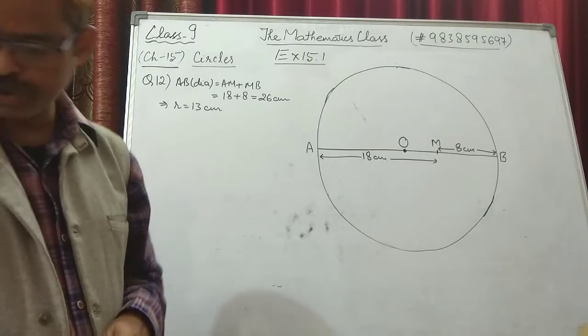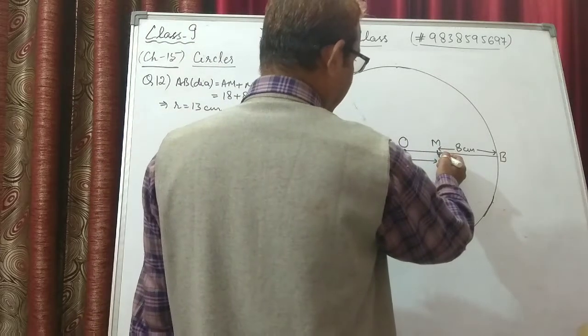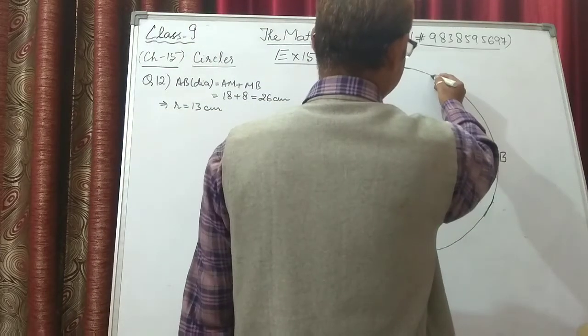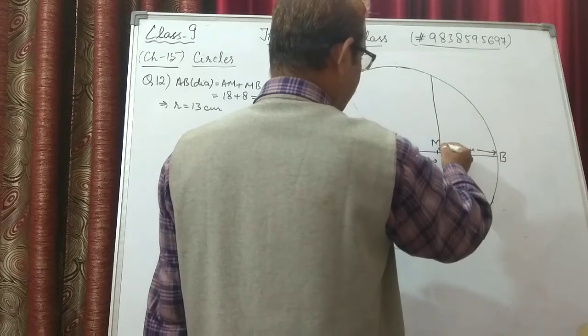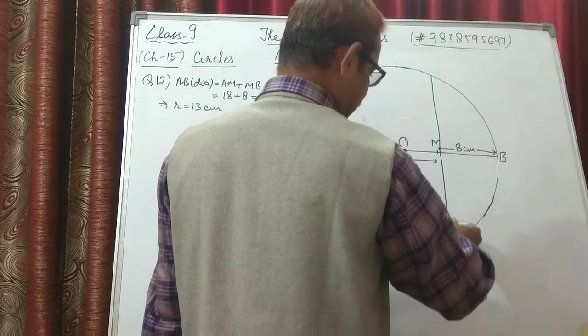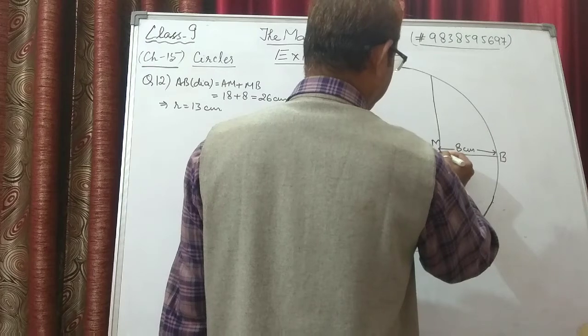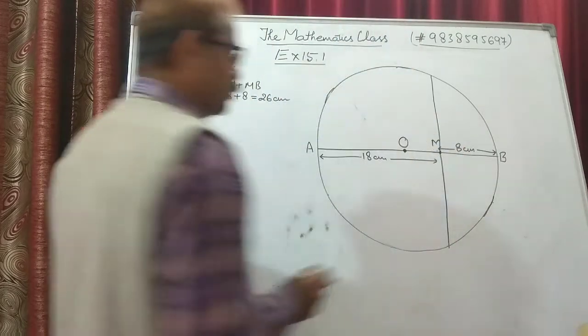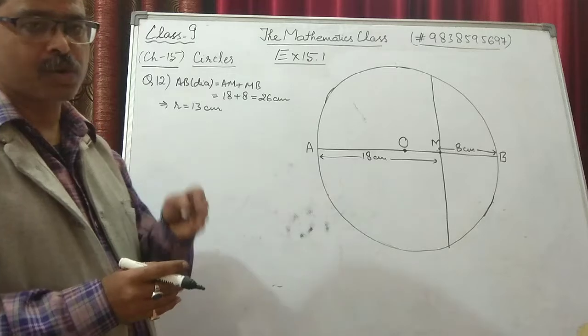Find the length of the shortest chord through M. From M we have to find a shortest chord. So it will go something like this, meaning it will pass through point M like this. This is point M. We have to find the length of the shortest chord.